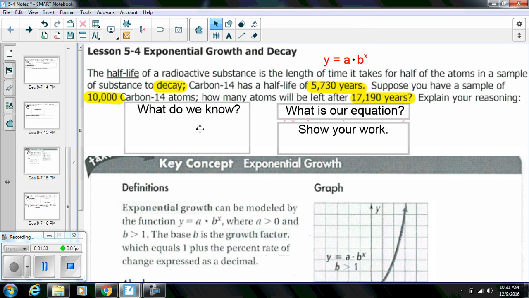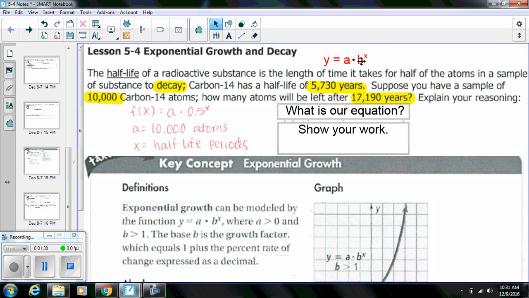What do we know? Well, we know that we have an equation in y equals a times b to the x form, so we could always use f of x, just function notation. So f of x equals a, our initial value, times, since we're talking about a half-life, we're going to use 0.5 to the x power. Our a value is our initial value, which is 10,000 atoms, and then x is half-life periods. How do we figure out how many half-life periods are in 17,190 years?